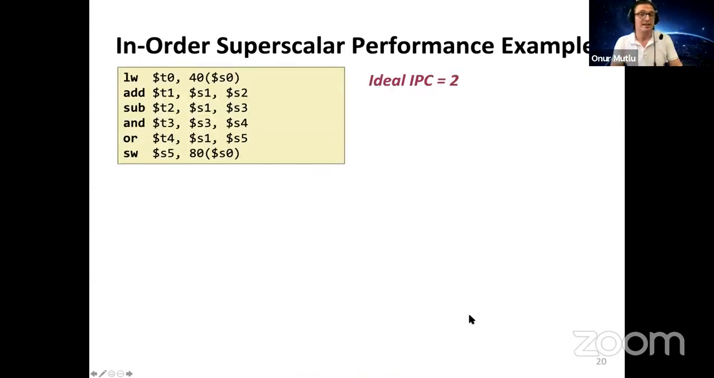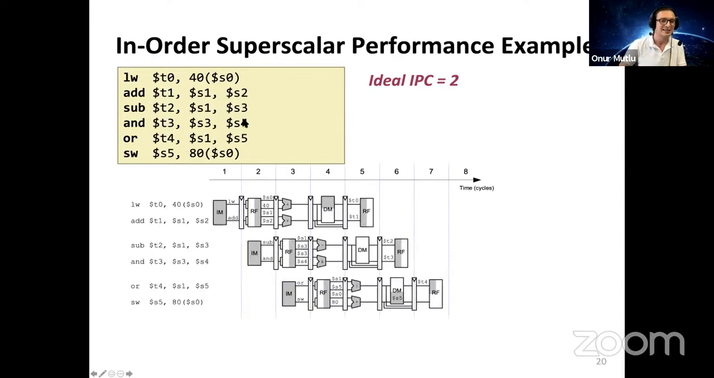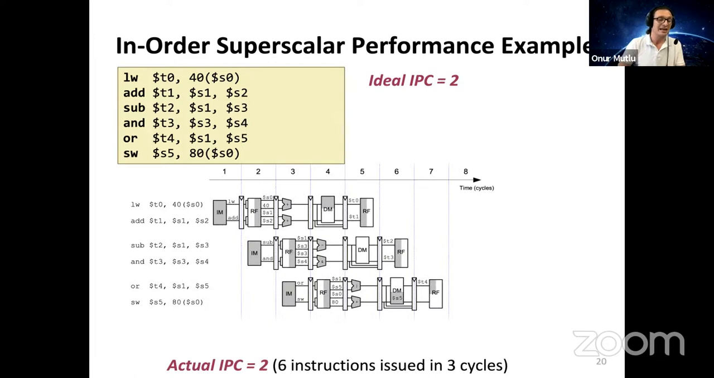Okay, so let's take a look at the performance of an in-order superscalar machine that I showed you earlier in this slide. If you look at this code, all of the instructions are independent of each other, which is great. As a result, you get the ideal IPC. You can issue six instructions in three cycles in this particular case. So that's good. That's how you get the performance.